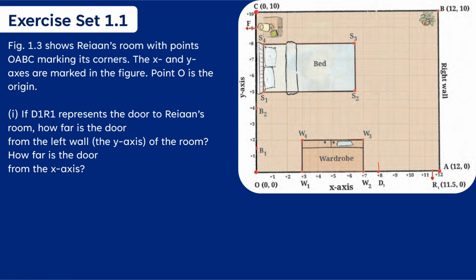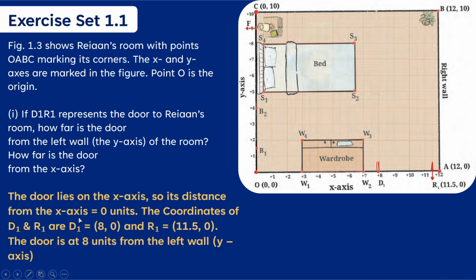So if this represents the coordinates of the door, we've been asked how far it is from the x-axis. Because this door is placed on the x-axis, the distance is 0. The distance of the door from the x-axis is 0. But the coordinates, as we know, represent a point on the x-axis, and so this is 8, 0, and this point is already given, which is 11.5, 0.